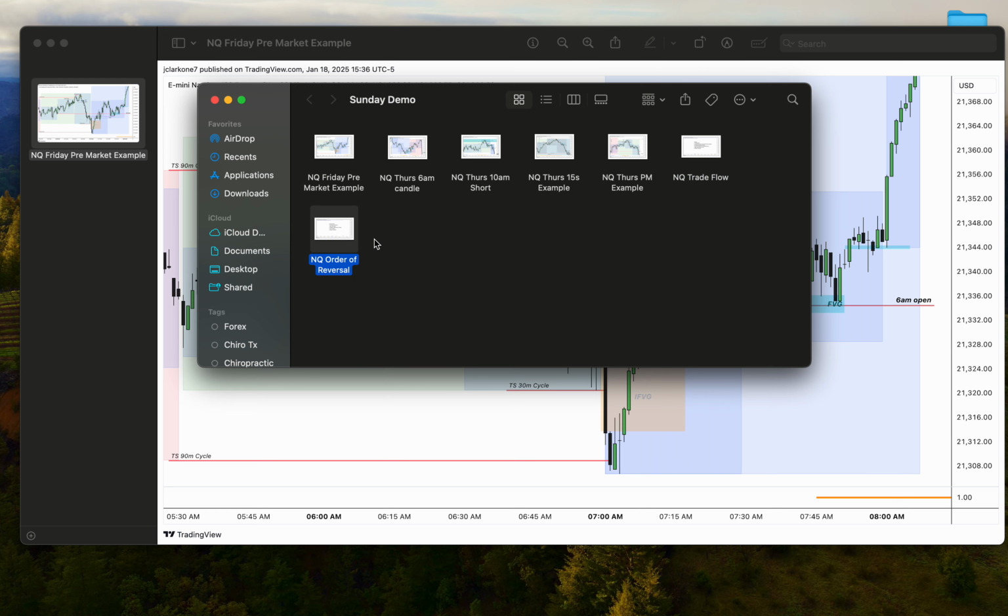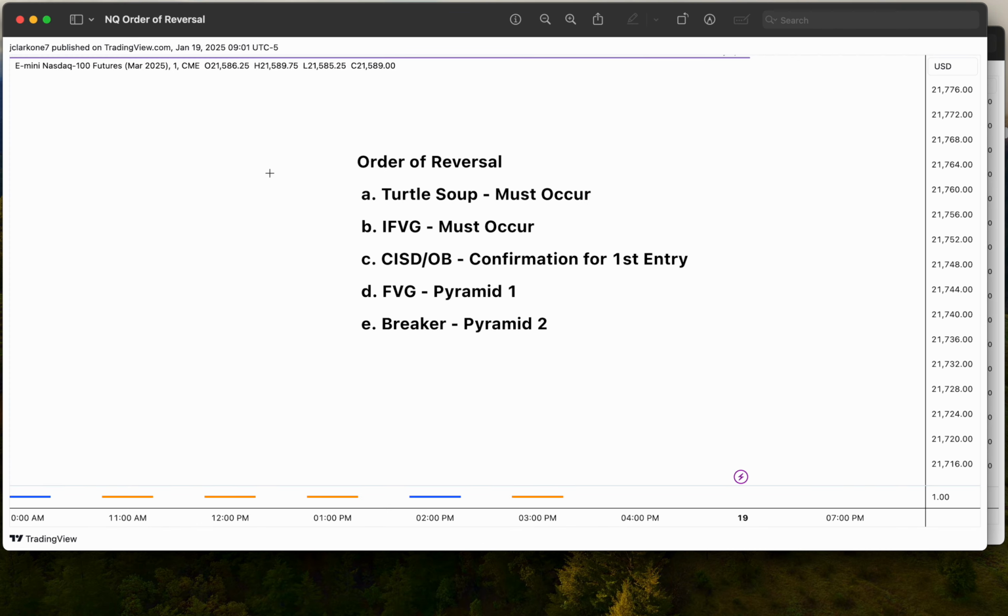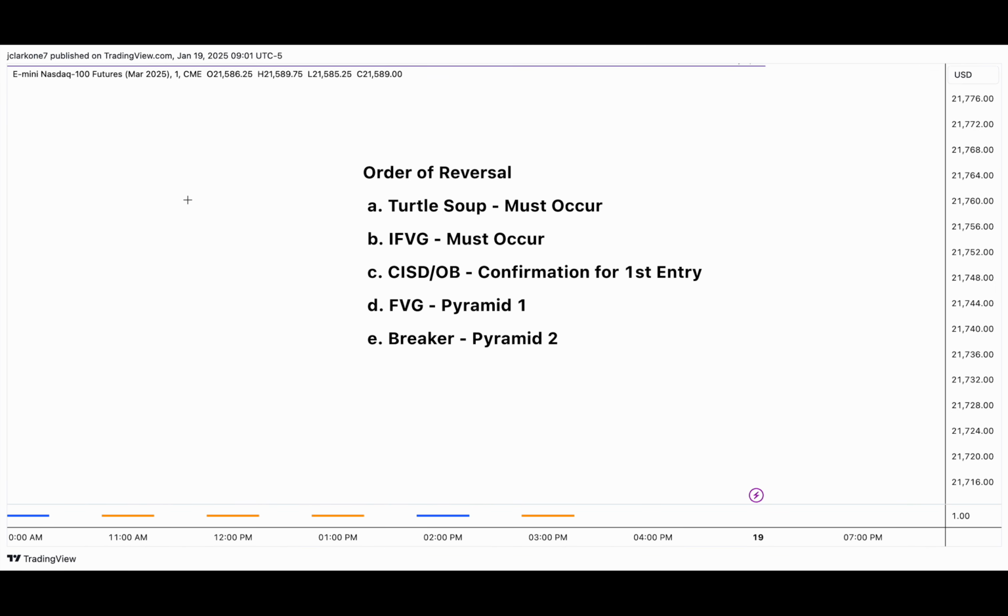Okay, and then let's look at this as well. The order of reversal. Everything I just outlined is a framework, and this here is how I determine an entry. I want to see these things happen in order, not necessarily D and E. They can be reversed, but I want A to happen, then B, then C, and then I'll get in at C.